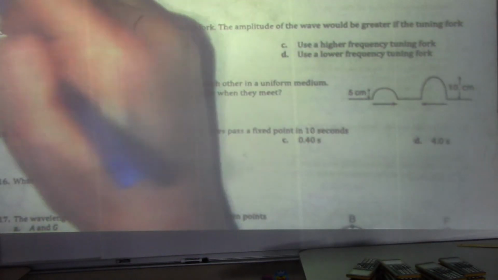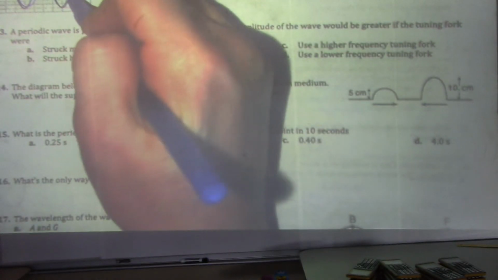How many wavelengths? I'm going to start here: up, down, back at the equilibrium. That's 1, 2, and just a half. So 2.5 waves.